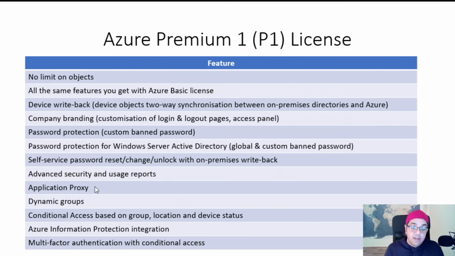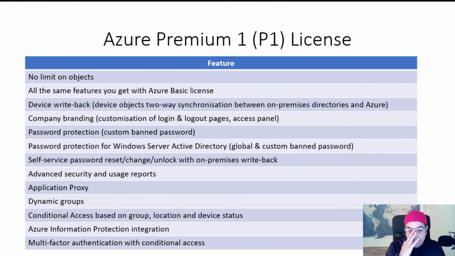Application proxy, which is a very good one for developers, but also for being able to have that additional security around your applications. I touched on reporting in the last slide. So again, advanced security and usage reports. This is more granular, more advanced reporting. A few others I'll quickly touch on. Dynamic groups. For me personally, this is quite a good feature that you get with Azure AD P1, and it allows you more flexibility and control over your groups by having a more dynamic configuration, rather than having to manually add objects to groups.